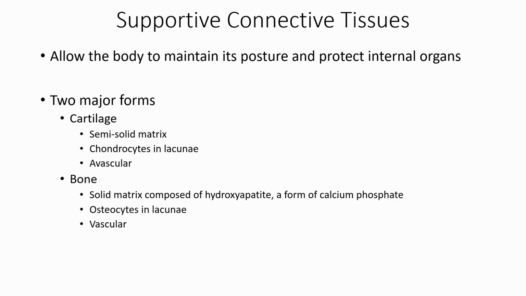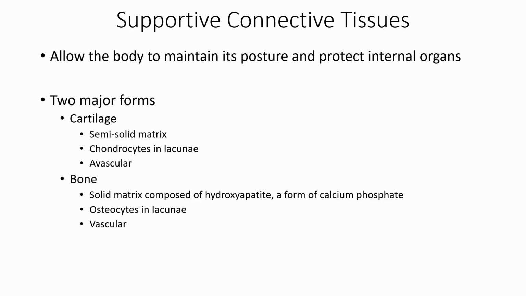All right, moving on to supportive connective tissues. This is going to be tissues that help protect our body and give us posture and structure and shape. So we're going to talk about two major forms, cartilage and bone, and we're going to talk about each of the categories in detail. So cartilage, all cartilages are going to have some things in common.